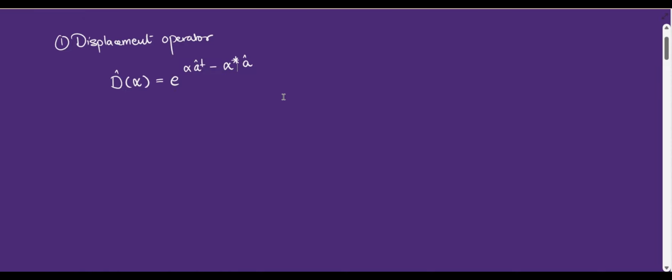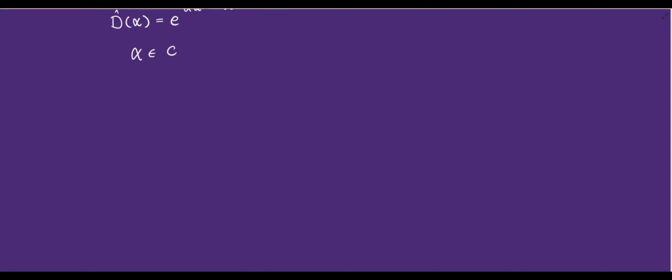So this is the first definition, and that definition is of what is called a displacement operator. The displacement operator is defined as D(alpha) is equal to e raised to alpha a dagger minus alpha star a. So these are the creation and annihilation operators which we saw in previous videos. And this is how the displacement operator is defined, where alpha is a complex number.